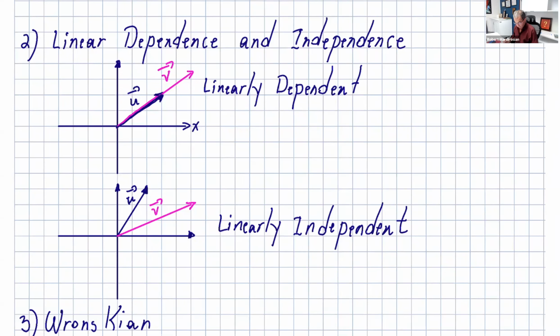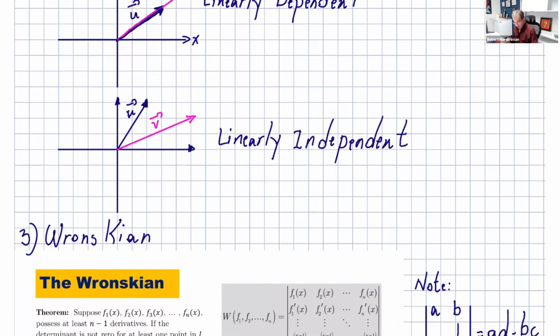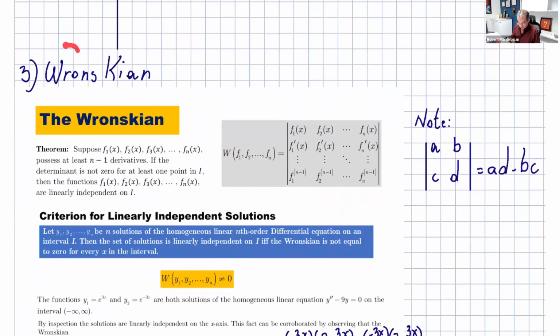because sometimes the solutions of higher order differential equations have to be linearly independent. How do you prove that? You use the Wronskian, so let me go over this also. If you have a set of functions and their n minus 1 derivatives, and the determinant is not 0 for at least one point in the interval, then the functions f1 of x, f2 of x, f3 of x, and fn of x are linearly independent.